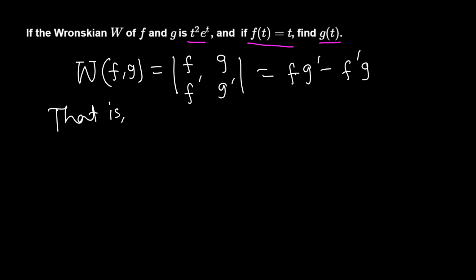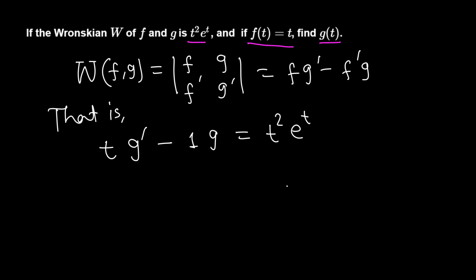So let me write this first. f g prime: f is given as t, so t times g prime, where g is to be determined. Okay, this is unknown. t g prime minus f prime g. The function f is t, so f prime, the derivative of t, is just 1, times g, unknown, equals the Wronskian, and the Wronskian is given as t squared e^t.